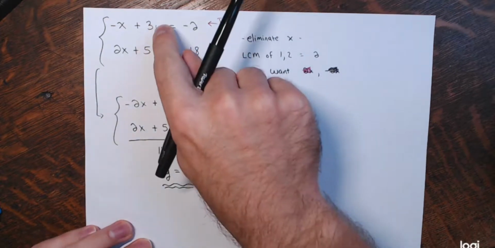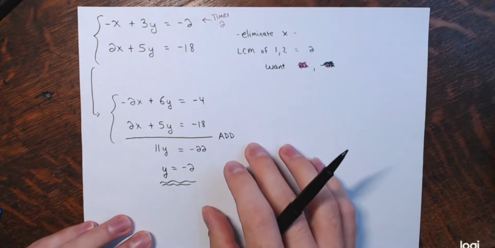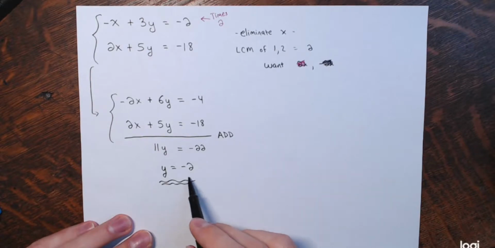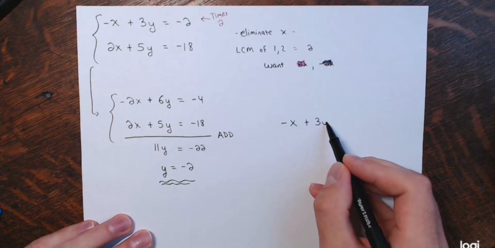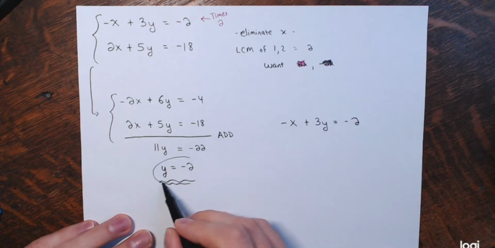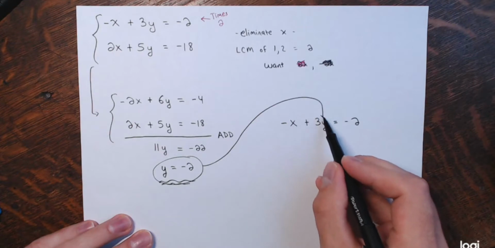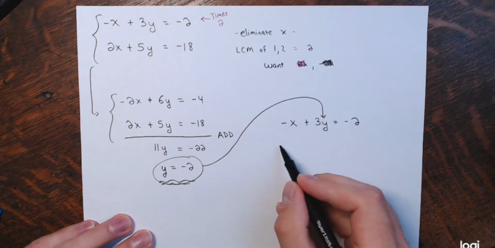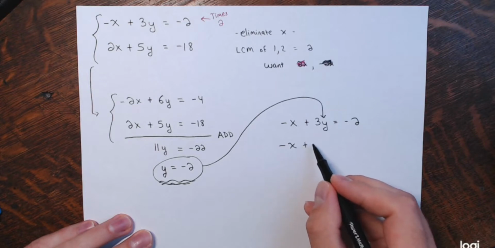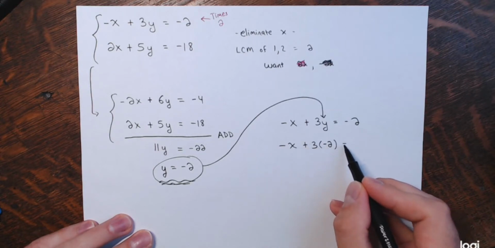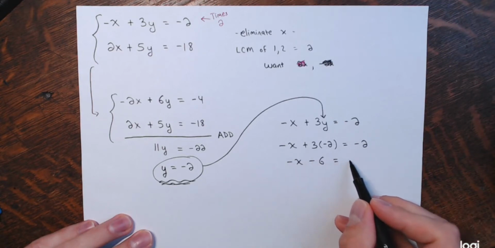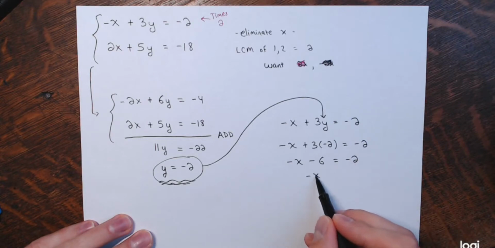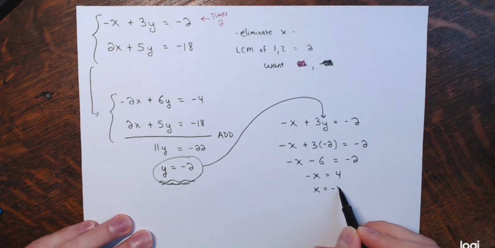There's the y coordinate of the solution. And then I go back to any equation, right? Any equation with x and y in it. Substitute negative 2 for y and solve for x. So let's go back to the first equation. We have negative x plus 3 times y equals negative 2. And I am replacing y with negative 2 and solving for x. So we have negative x, plus 3 times negative 2 equals negative 2. That's negative x, minus 6 equals negative 2. Then adding 6, I got negative x equals 4. And then dividing by negative 1, x equals negative 4.